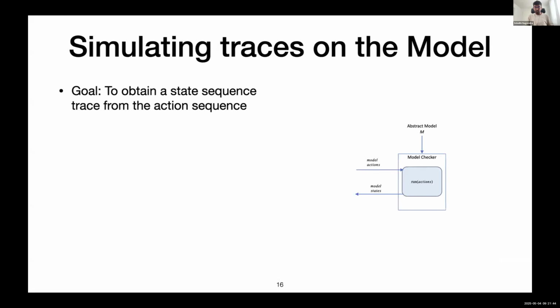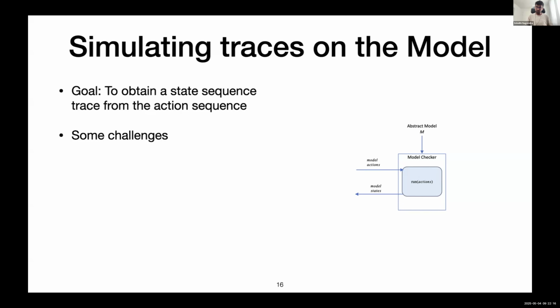Now, the simulation part takes these events and converts them to actions. I will come to that. Once you have actions, you can run these actions on the model. The goal is to obtain a sequence of states that the model went through by executing these actions. We saw the model earlier. You have a bunch of actions. Once we run each action, it will go through a sequence of states. We want to get this as coverage information.